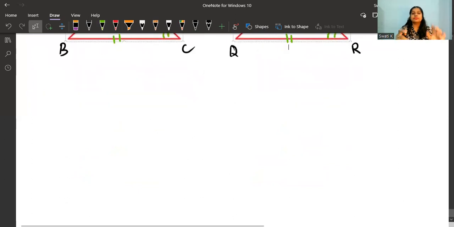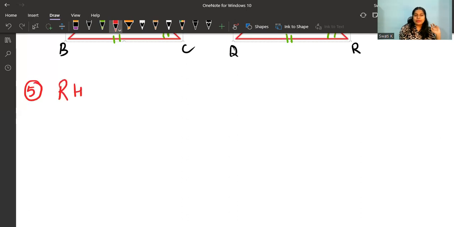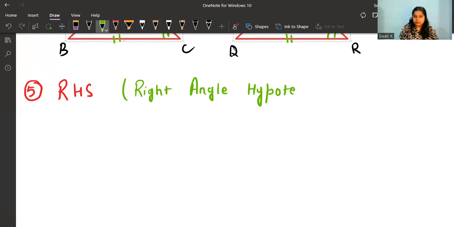Now let's move to the last one, which is RHS. Normally when I say this RHS, I have heard a lot many times right hand side. It's not right hand side. It's right angle hypotenuse side. Okay. It's right angle hypotenuse side.